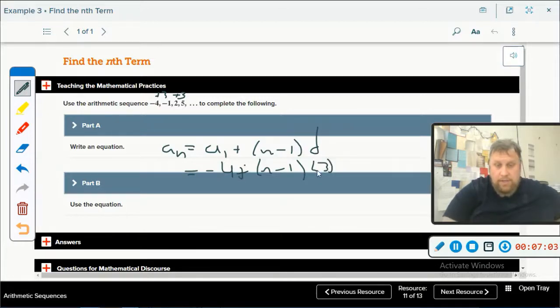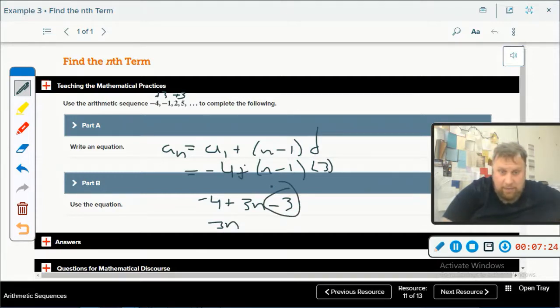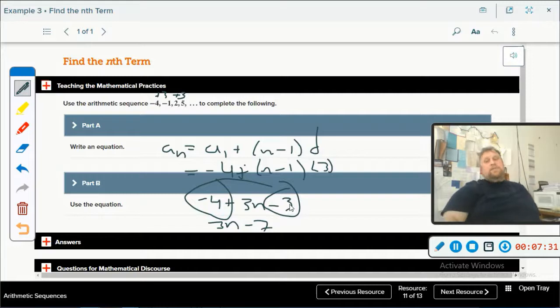And then let's go ahead and distribute this out. So I'm going to have negative 4 plus 3 times n minus 3. So again, I'm going to put this in front. We're going to have 3n. And then I'm going to combine negative 3 and negative 4. What am I going to get? Negative 7. So this is 3n minus 7 is the sequence.